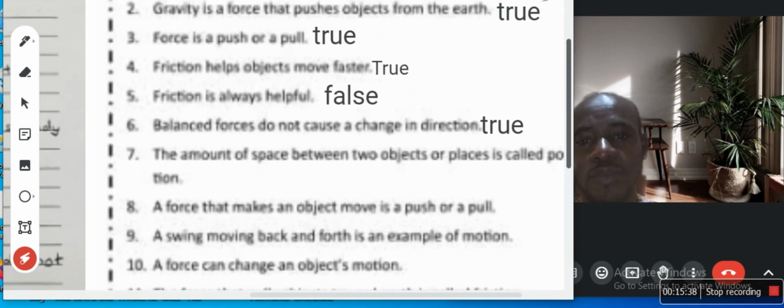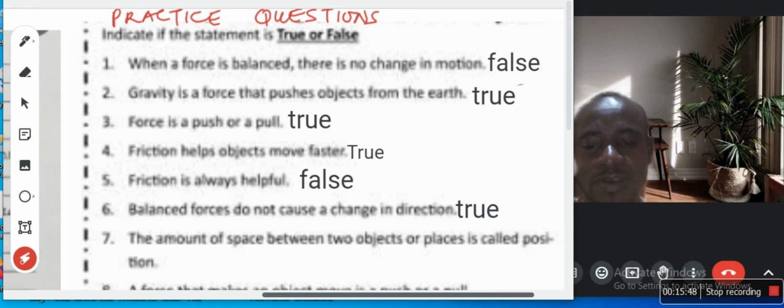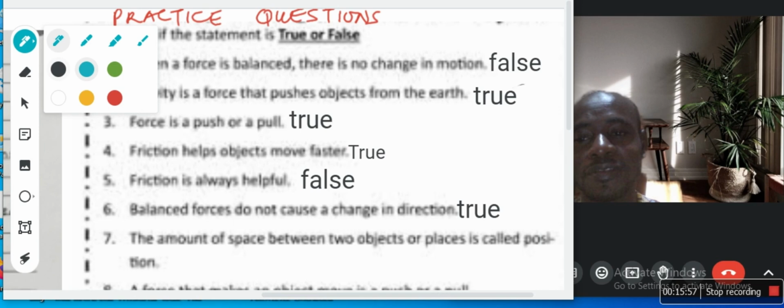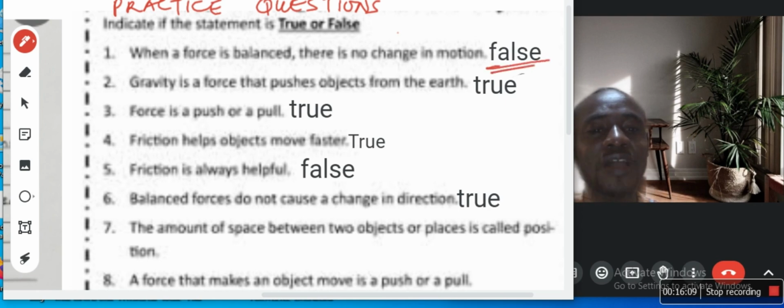Let me even see how many you've done already. The question says, indicate if the statement is true or false. I will be marking it as I work solving it. When a force is balanced, there is no change in motion. What did you write? Number 1. Say it out. I wrote true. When it's balanced, there's no change in motion. So that's actually true.